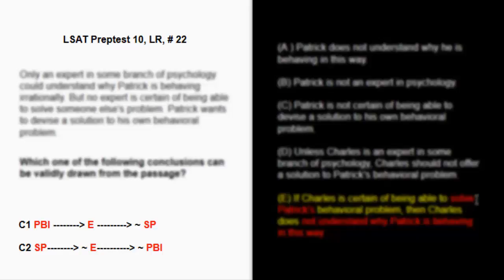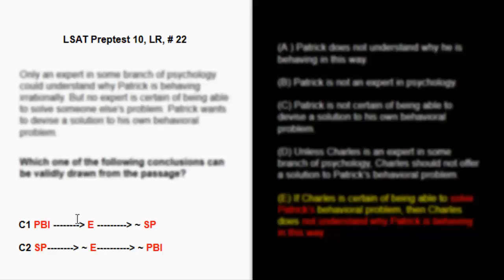If Charles is certain of being able to solve Patrick's behavioral problem, so that's what we have here, he's able to solve SP, which signals to us that's a necessary condition, then Charles does not understand why Patrick is behaving in this way, and that's correct. If he is able to solve Patrick's problem, which is the contrapositive here, then we also know that he does not understand why Patrick is behaving irrationally. So that's what we have here, guys.